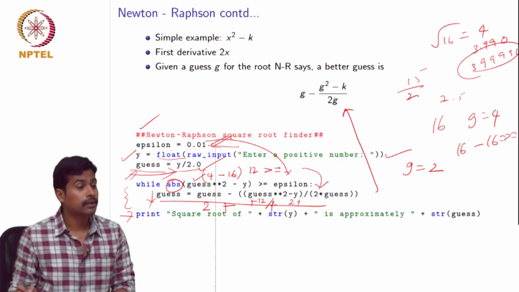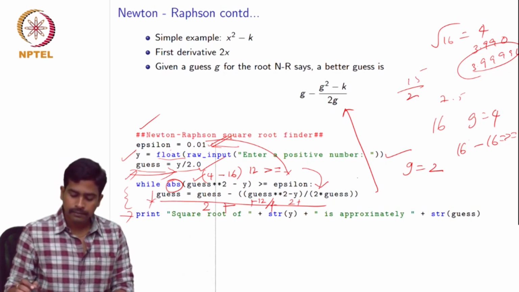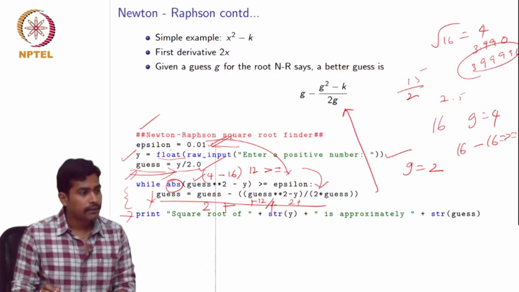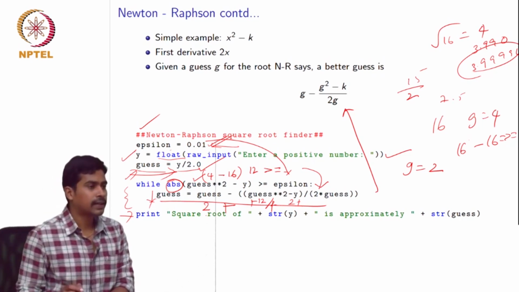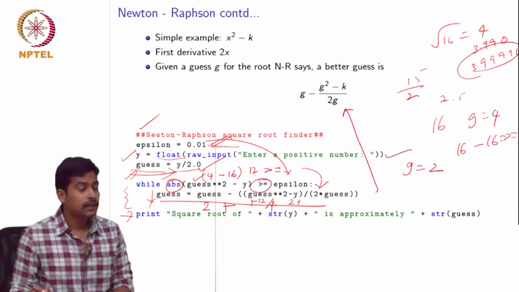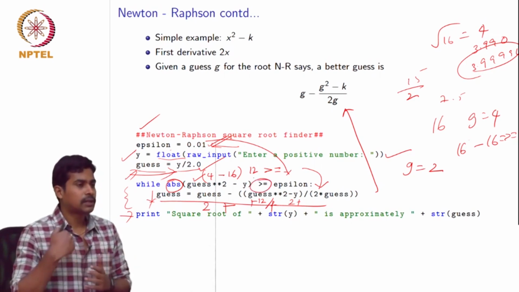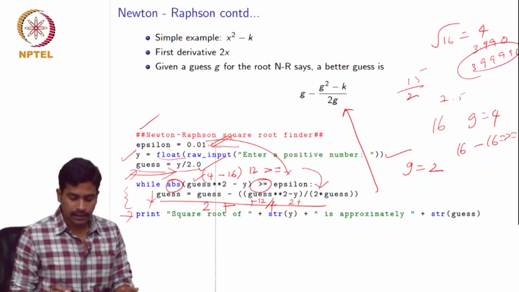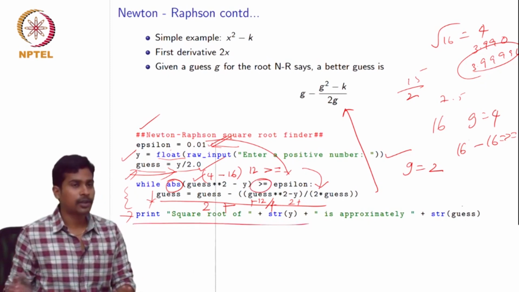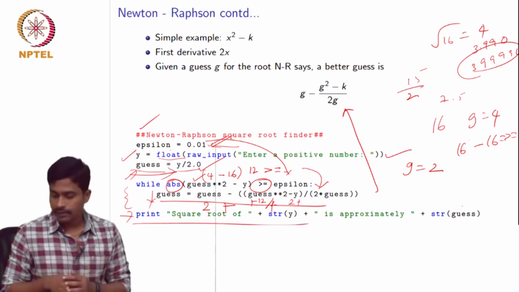some other number. Okay. So we come back here, we use the new guess to calculate this check, and then we keep updating the value of guess until finally this condition fails, which means we have approached very close to our solution, right? And after that we stop the iteration, and then finally we print the approximate solution.